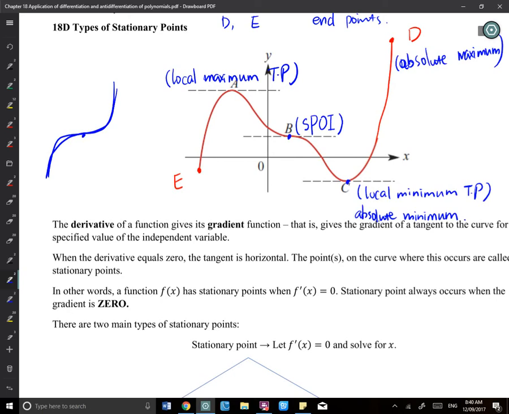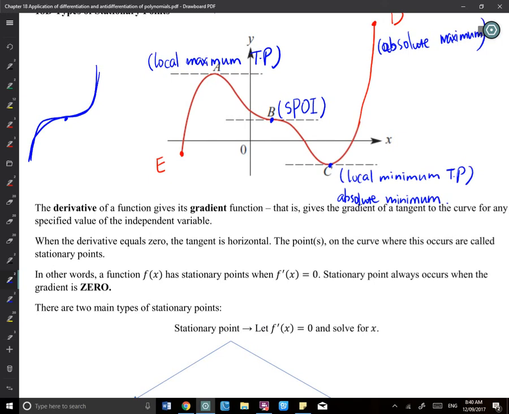So let's have a look. Why do we talk about stationary points? Because they are special points if we look at the derivative. All of the points A, B, C have a horizontal tangent line. The gradient of the tangent is called f dash x, or dy dx, the derivative function. They have a derivative of 0 because the gradient of the tangent at A, B, and C is 0. So the derivative for stationary points is 0.